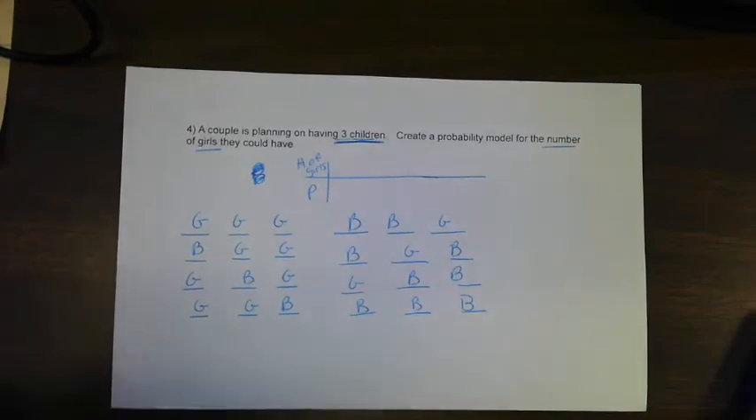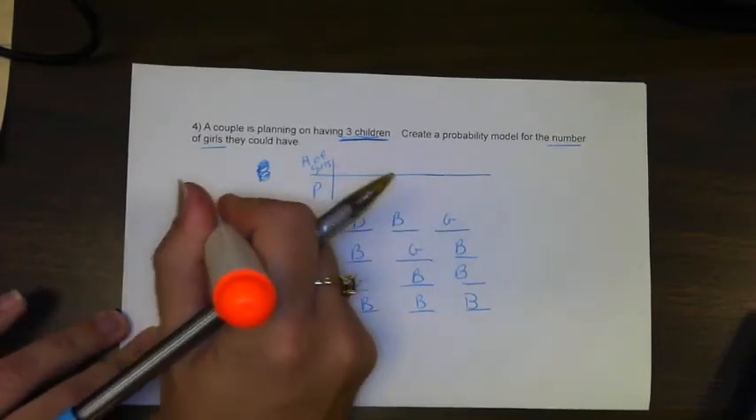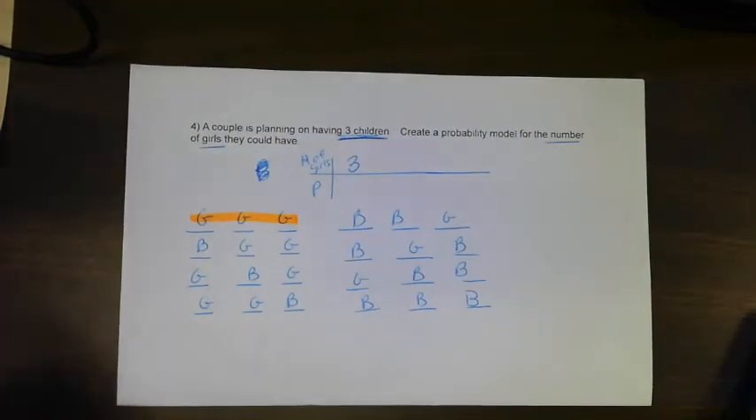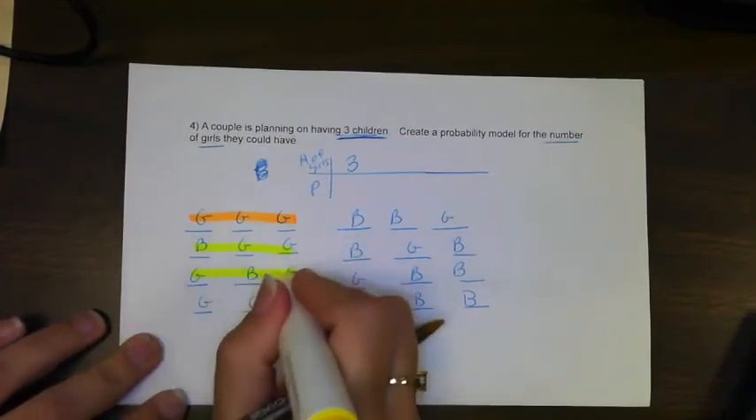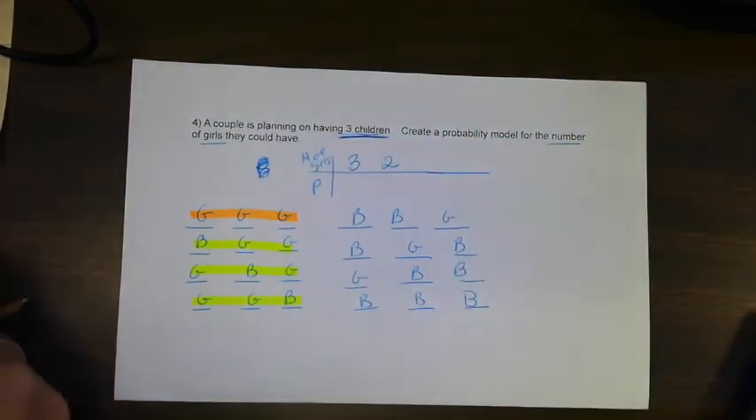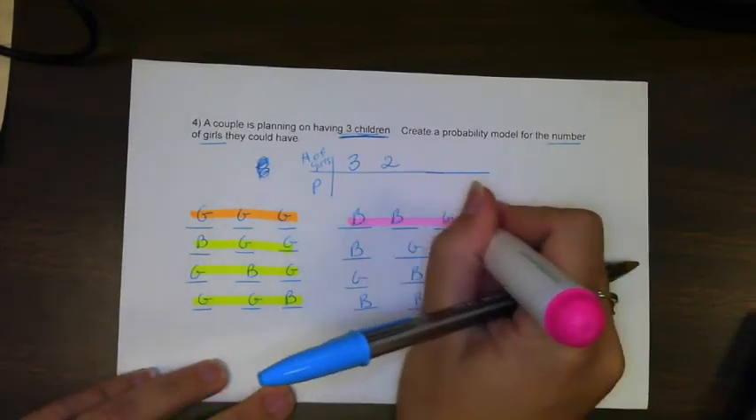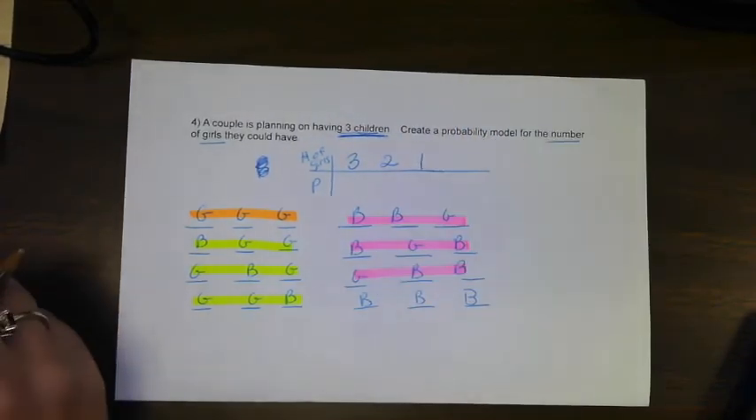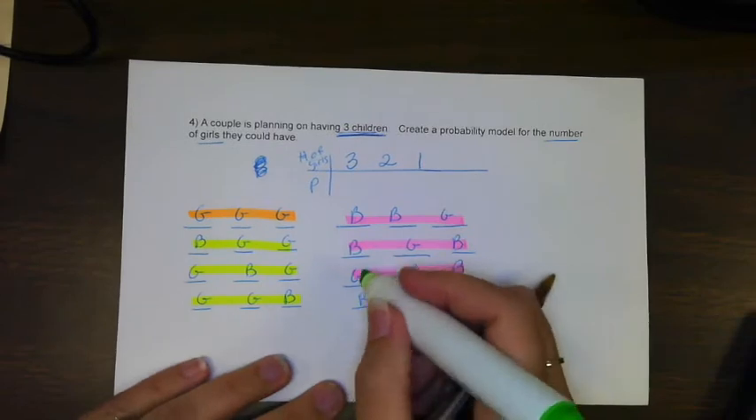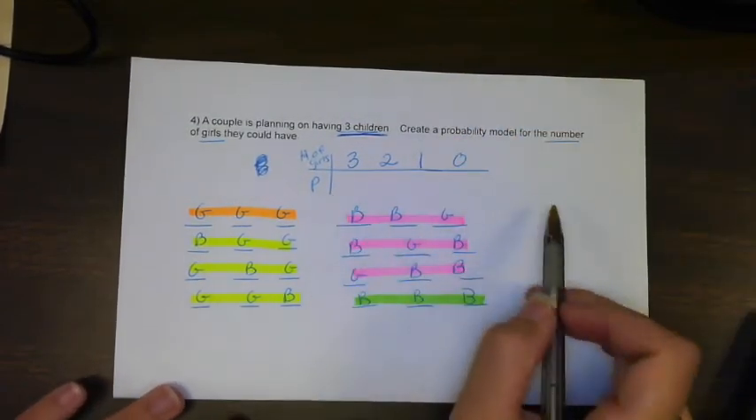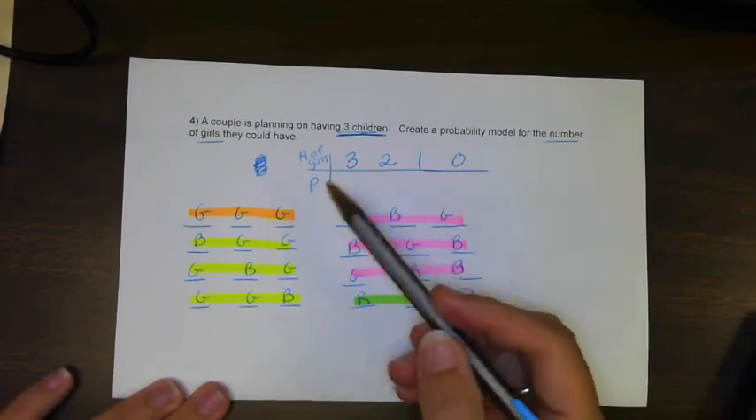So right here, I have 3 girls. So I could have 3 girls. In this region of here, here, and here, I have 2 girls. Those are all the different ways that I could have 2 girls. In this region, I have 1 girl. And the last scenario, I have 0 girls. And down here would be the probability. So this is where the model is useful.